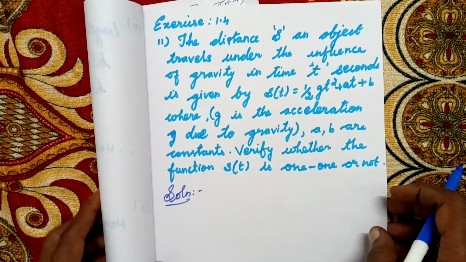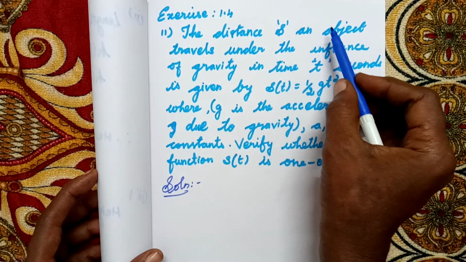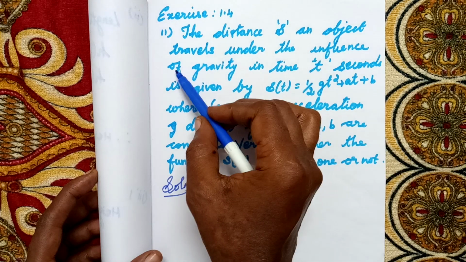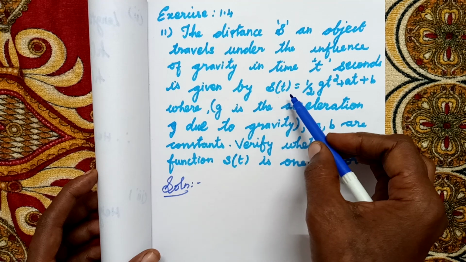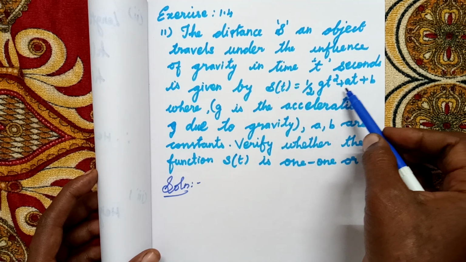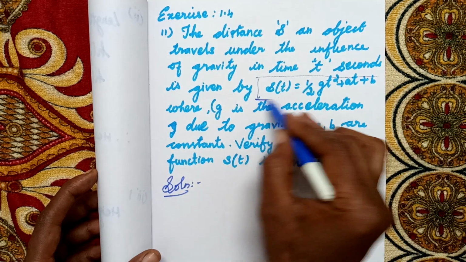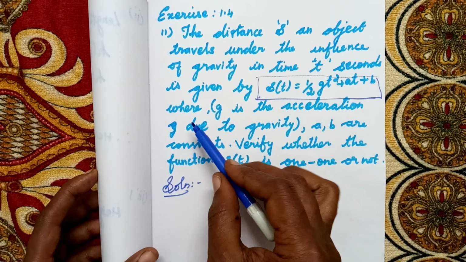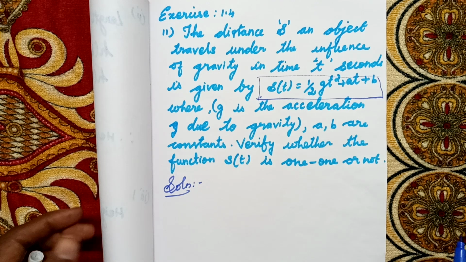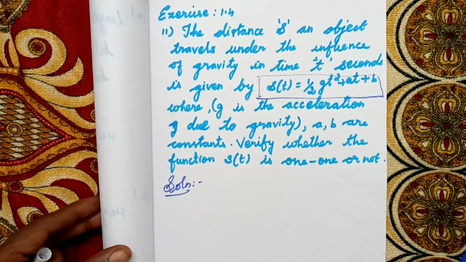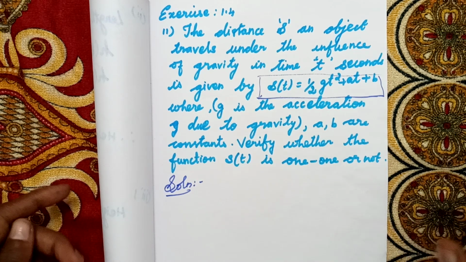Students, now I am going to explain exercise 1.4, 11th problem. The distance an object travels under the influence of gravity in time t seconds is given by S of t is equal to half g t square plus at plus b. It is a function. This function is very important. Where g is the acceleration due to gravity, a, b are constants. Verify whether the function S of t is 1, 1 or not.